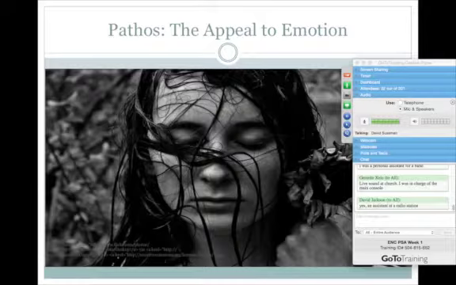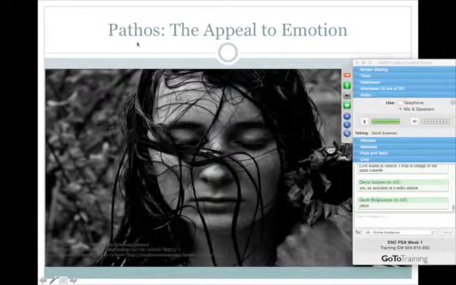Anybody want to show off and name one of the other two that are coming? They all have fancy Greek names. There we go, Jacob. Ethos. Sky says logos. Yeah, and I don't care if at the end of the month you don't remember the fancy Greek words. It's just important that you remember that emotion is important.